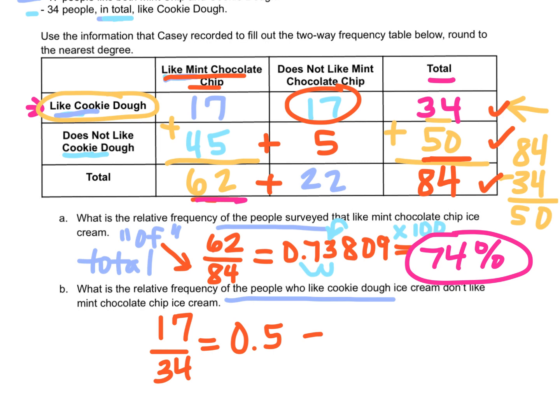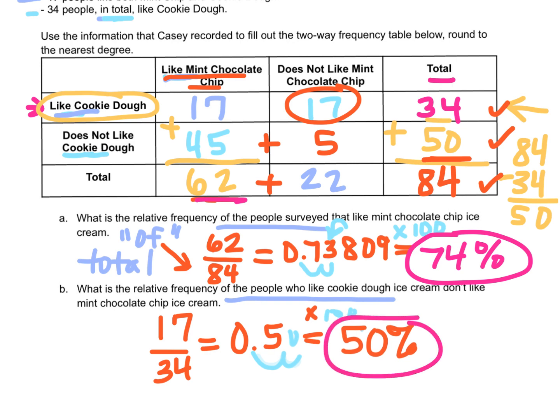And then now I can either move that decimal 2 places, or I can times this by 100. Okay, so if I just move 2 places, that would be 50%, which makes sense, right? Because half of the people, 50% of the people, it was half and half up here, was split, 17 and 17. So 50% of the 34 don't like mint chocolate ice cream. All right, so careful reader there, and the of is your total.